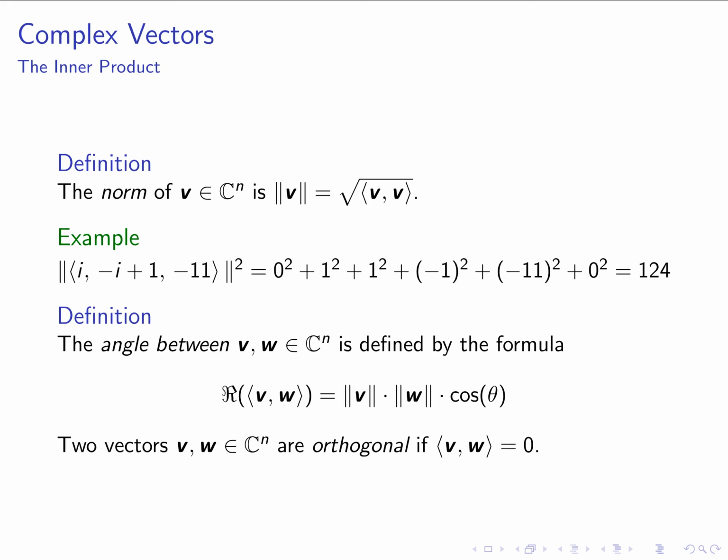In particular, and this is the most important point we'll make here, to test whether or not two vectors are orthogonal in Cn, we don't look at the dot product of the vectors, we look at the inner product. So two vectors v and w in Cn are orthogonal if their inner product is equal to 0.